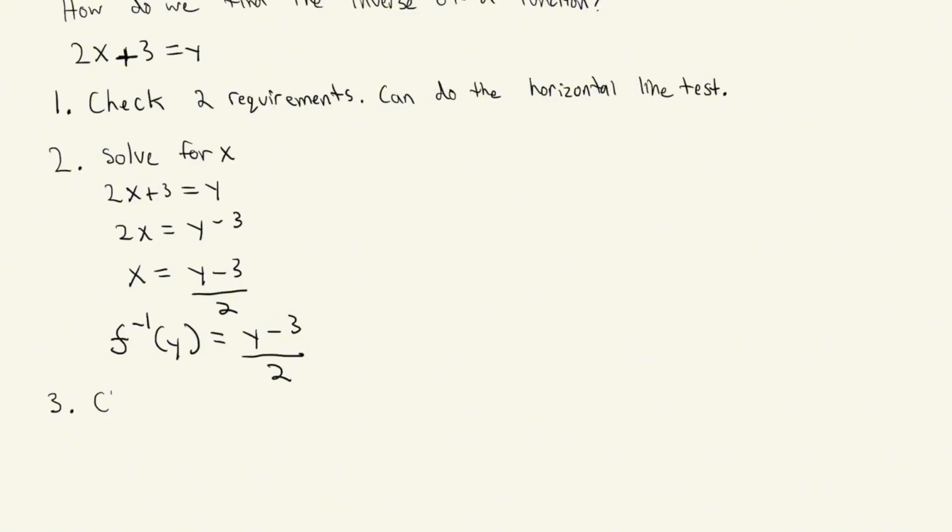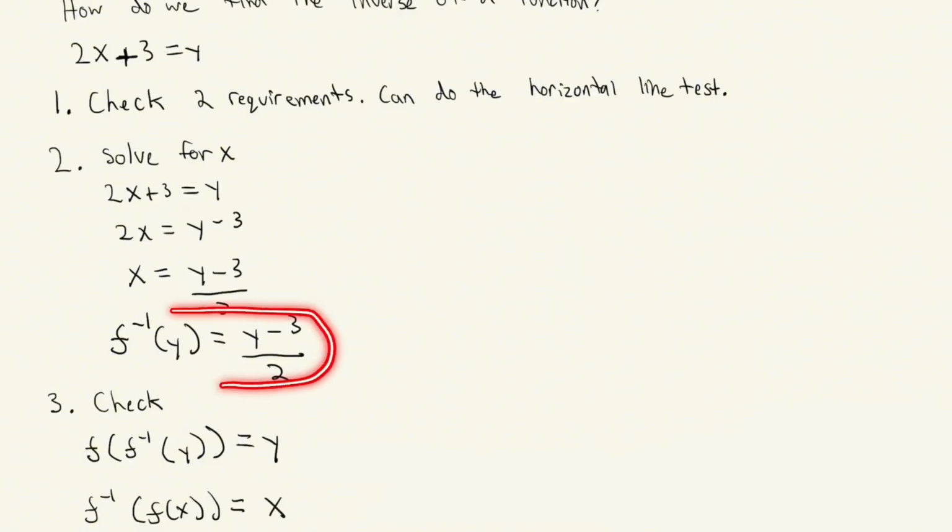The way we do that is there's two properties which we talked about. There's f of f inverse of y, which is equal to y, and we have f inverse of f of x, which is equal to x. So let's go ahead and plug in this inverse function that we found into these two and see if we did properly calculate the inverse. So let's start with the first one here.